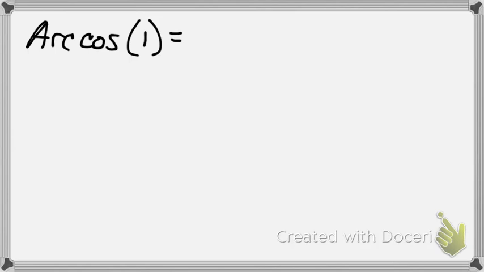Correct answer, 0. 0 has a cosine. You can't say 360 because 360 does not fit in the 0 to 180 rule for inverse cosine.